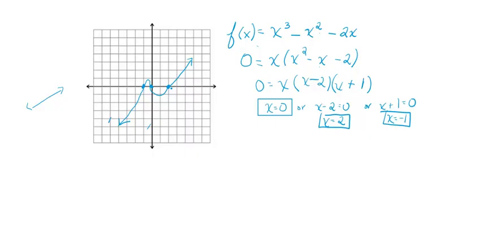Now let's check our answers. Let's go back, and if we plug this 0 into the original equation, 0 to the third minus 0 squared minus 2 times 0 is 0.